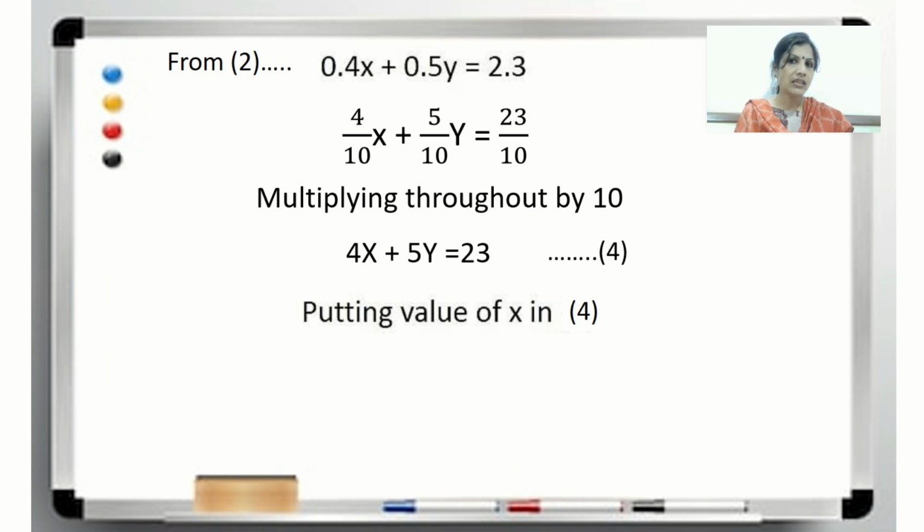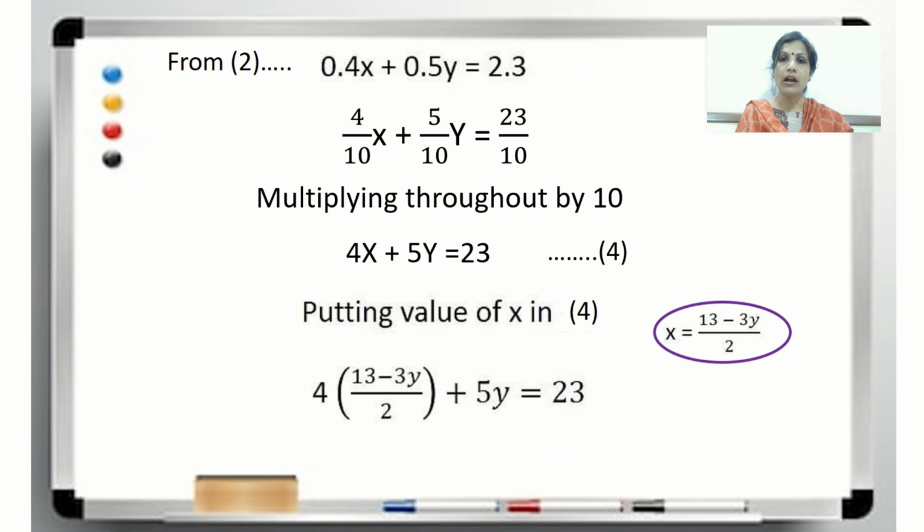Now in the previous slide, we have already found the value of x. That value of x we will substitute in equation 4. What is that value? That value is x is equal to (13 minus 3y) upon 2. This value of x we will substitute in equation number 4. So we get 4 in the bracket, the value of x, (13 minus 3y) upon 2, plus 5y is equal to 23.